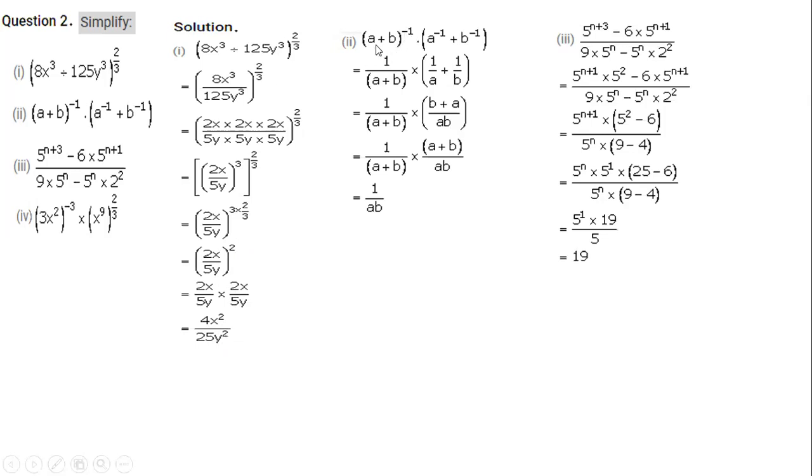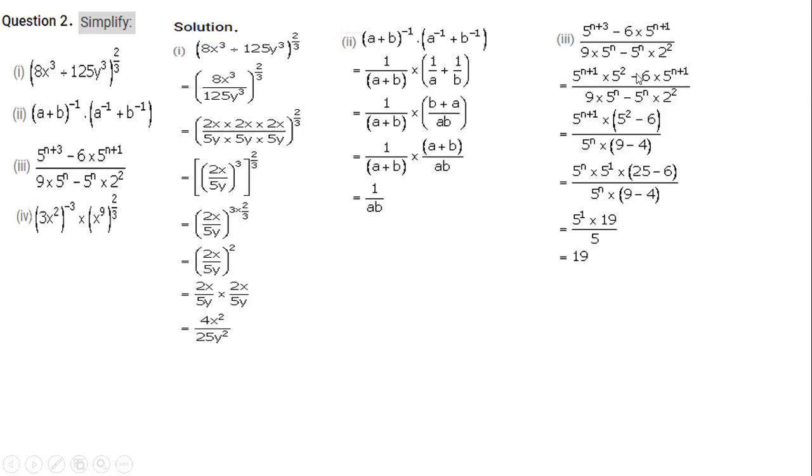Next, see, (a + b) power minus 1 into (a power minus 1 plus b power minus 1). Something raised to a negative exponent, we can write as 1 by that term. So this can be written as 1 by (a + b) and this one as (1/a + 1/b). Take the LCM, we'll get (b + a) over ab. b + a can be written as a + b. So cancel this a + b from numerator and denominator. We'll have 1/ab as the answer.